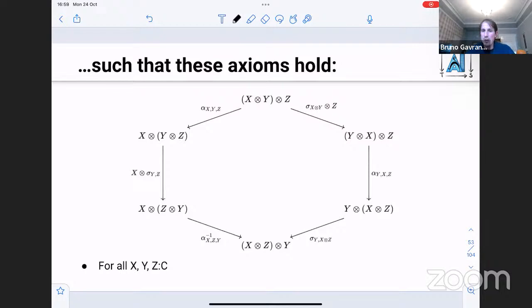Yeah, I have the question. Yeah, so this is equality after swapping. Yeah, that is true.